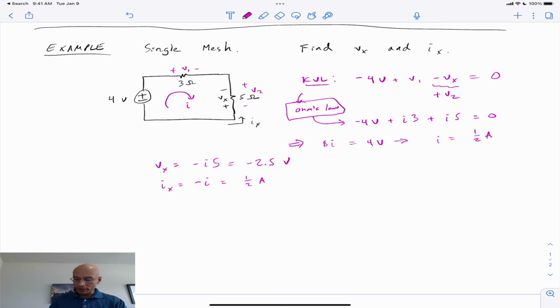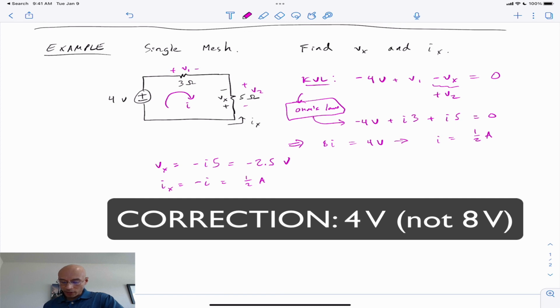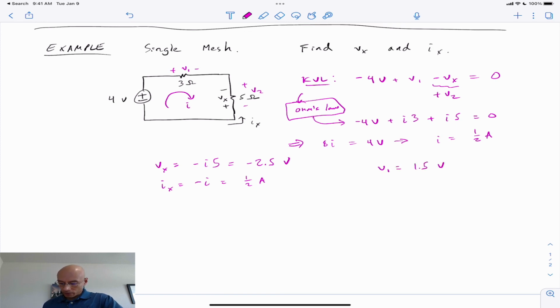Also, one other thing to do here is to check, right? If I is 1/2 amp and the total resistance here is 8 ohms, you can see that the voltage drop across the two resistors is 8 volts. So we can calculate V1 and V2, and we can see then that we satisfy our Kirchhoff's voltage law equation, where V1 and V2 have to add up to 4 volts.